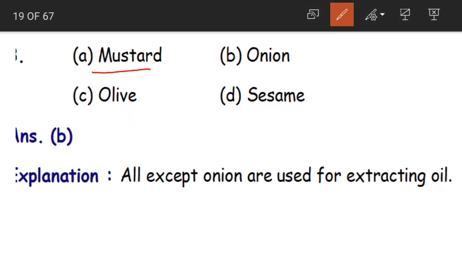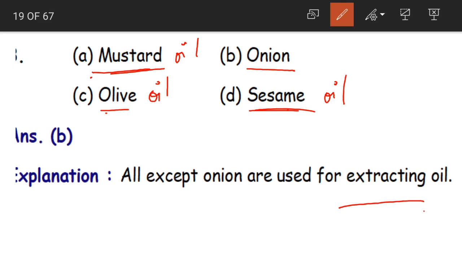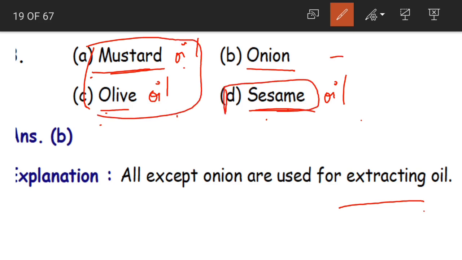Next, mustard, onion, olive, sesame. What are these? If you look at it, we have mustard oil, we have olive oil, we have sesame oil. These 3 are used to extract oil. Sesame is nothing but nuvulu. We call nuvulu in Telugu, right? Yes. So we have mustard oil, olive oil and sesame oil.